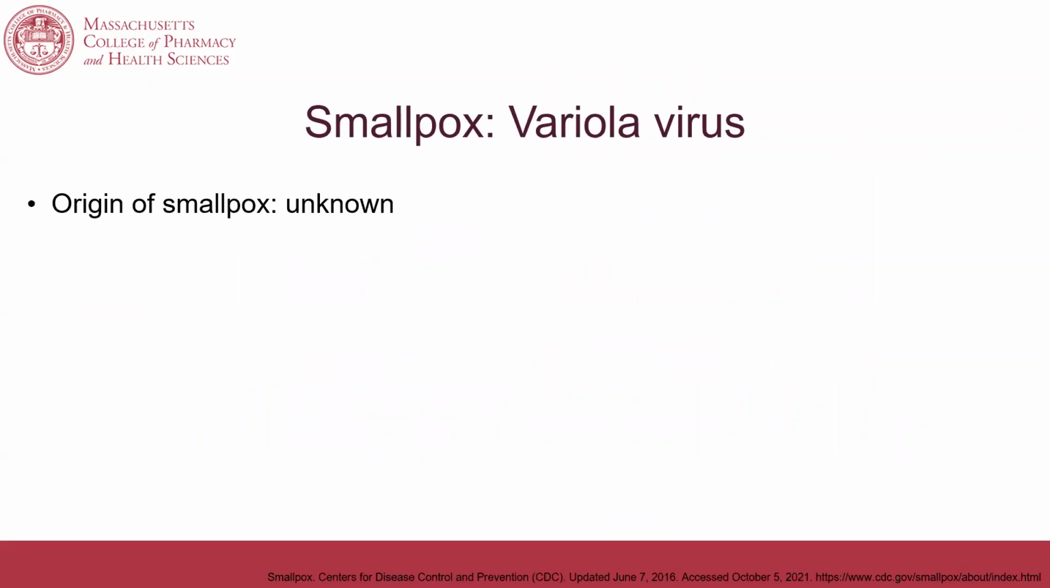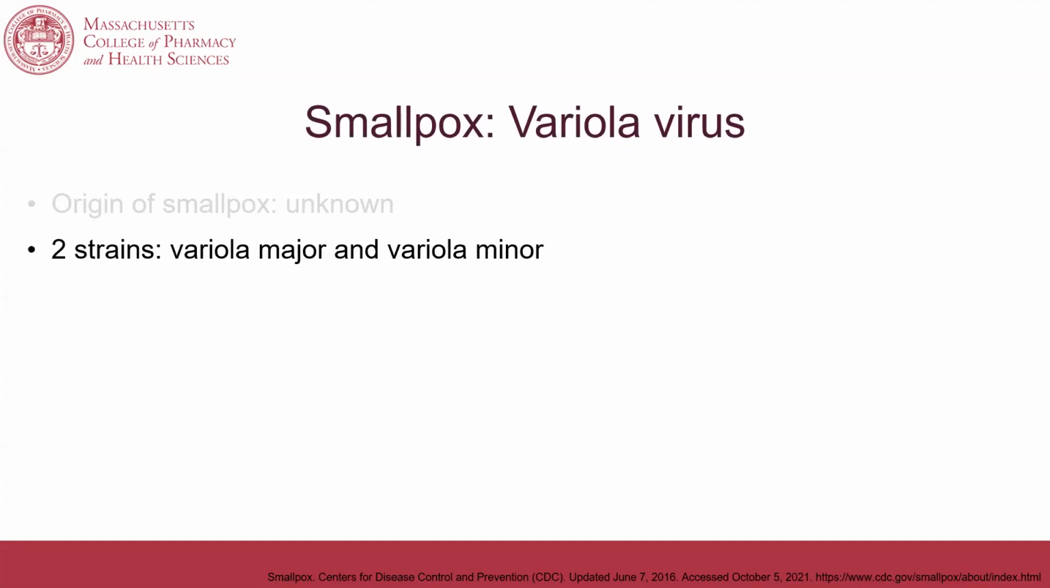So smallpox is a highly contagious and deadly disease caused by the variola virus. The origin of smallpox is actually unknown. There are two strains of smallpox. They include the variola major and variola minor viruses. Basically, they're indistinguishable, but the variola minor is termed minor because it leads to just fewer symptoms. People have less extensive rash and scarring, and in general, there are fewer fatalities.